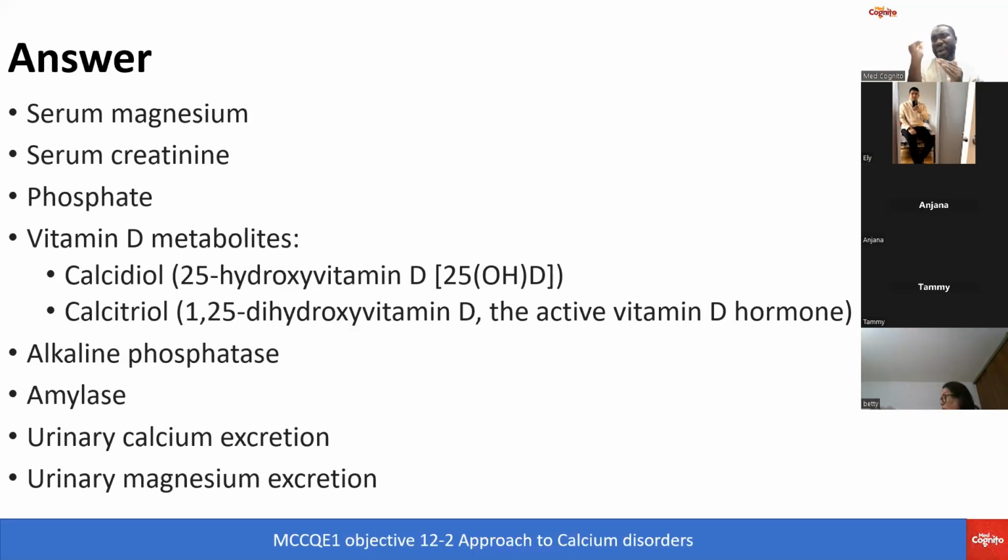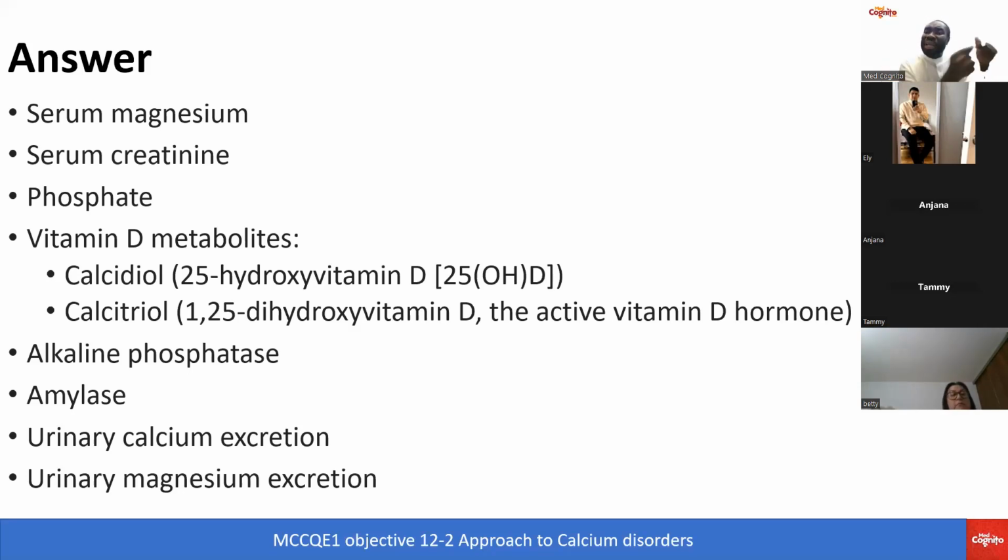But parathyroid hormone level has been requested. What other investigations will you request in a patient with hypocalcemia? Number 1, serum magnesium. Number 2, serum creatinine. Number 3, serum phosphorus. Number 4, the two metabolites of vitamin D. Number 5, alkaline phosphatase. Number 6, amylase.